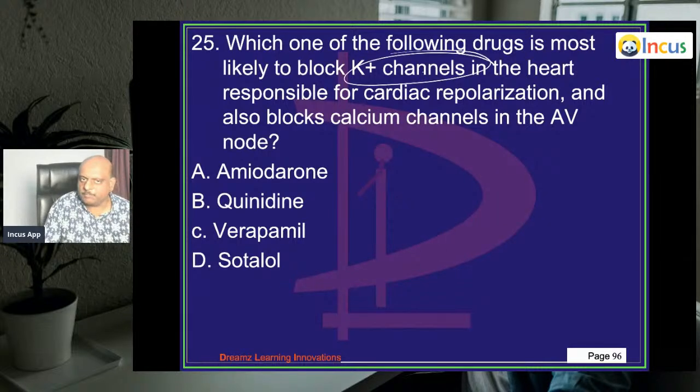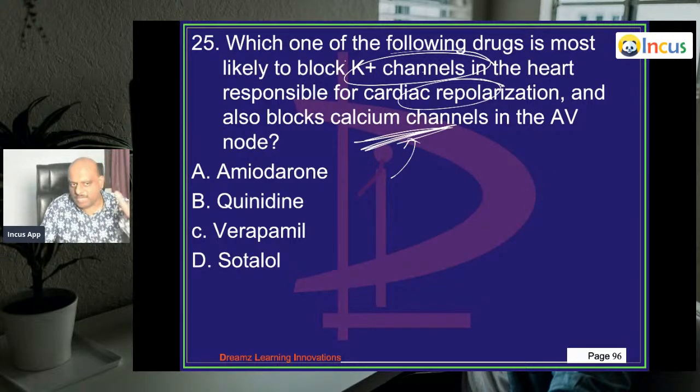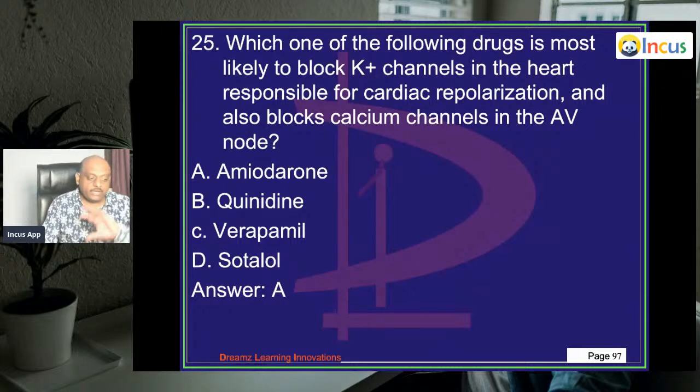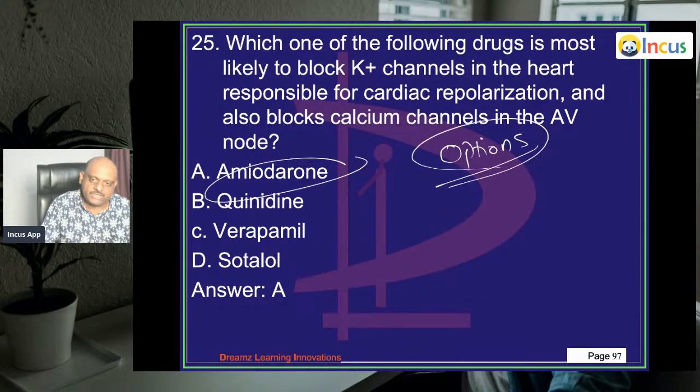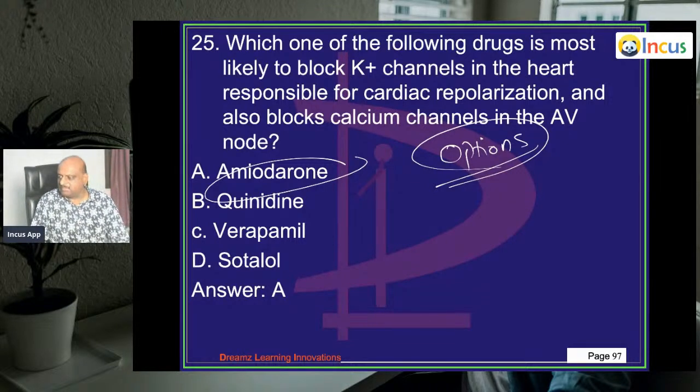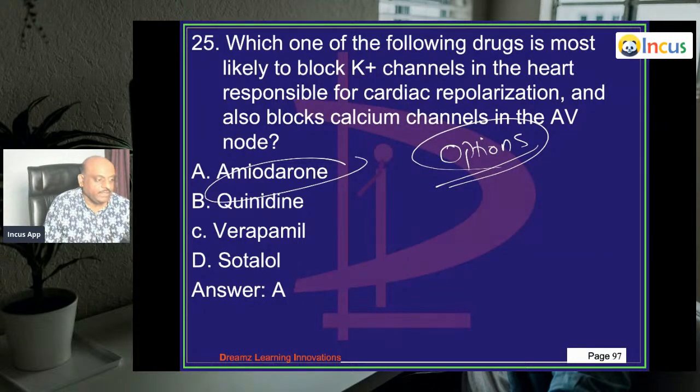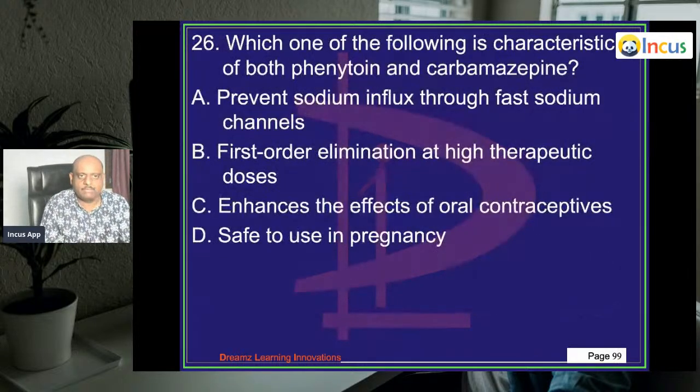Which drug blocks the potassium channels responsible for cardiac repolarization and also blocks the calcium channels in the AV node? So, amiodarone has multiple functions, doctor. Remember one thing. If amiodarone is in the options, amiodarone is the answer. Don't tell Murali Bharadwaz teaches like this. But after watching the entrance exam game for the past 22 years, what I understood is, if TB is in the options, TB is the answer. That's what you need to remember.